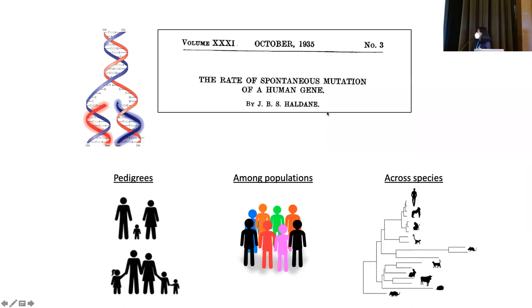Now, in the past decade, there have been a number of studies on genome sequencing that have fundamentally changed the way we think about mutagenesis. There are large data sets now available of pedigrees, data among populations, and also data across species. And these data are really helping us understand more precisely how mutations occur.